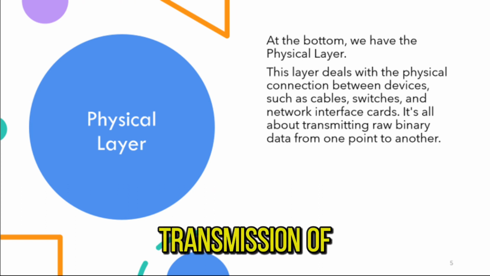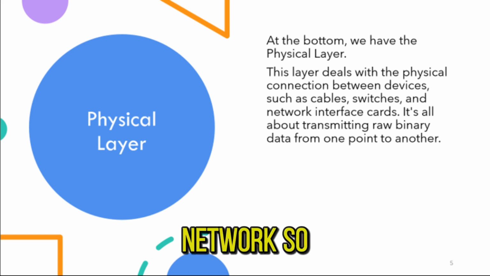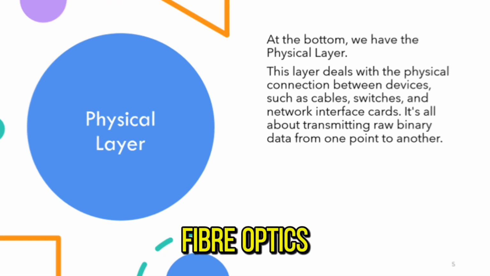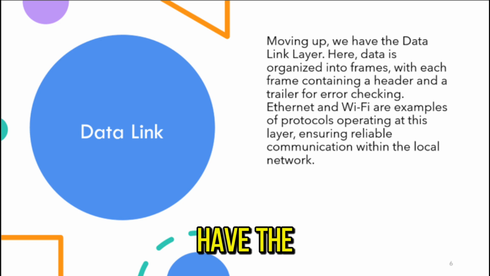The physical layer is the lowest layer of the TCP/IP model, and it's responsible for the physical transmission of data over the network. So what does that mean? Pretty much it transmits raw data bits over the physical medium, so this includes things like copper wires and fiber optics. Next we have the data link layer.